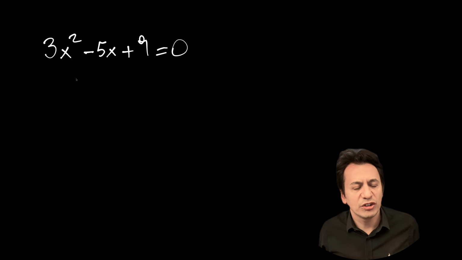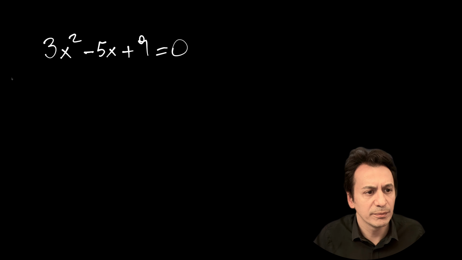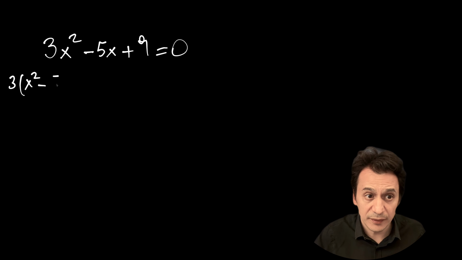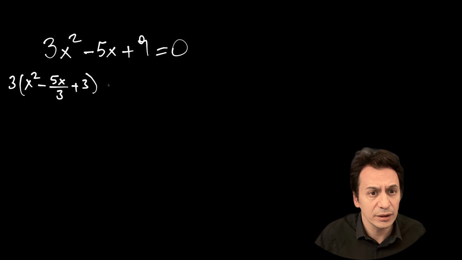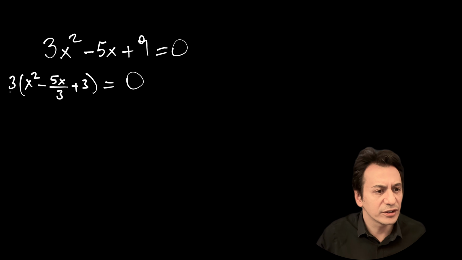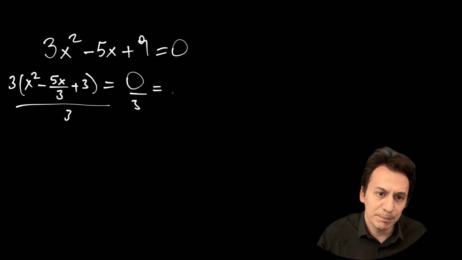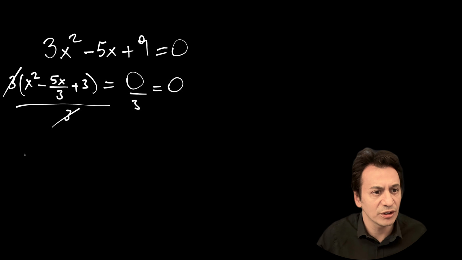In order to solve such equations, first of all, you have to get rid of the coefficient of x squared. How do I do this? By factoring 3 out, of course. You see, I divide the middle term by 3, just like I'll divide this one by 3. It will become 3 here and equals 0. You see, I factored out 3. Now I divide both parts by 3. This will keep being 0, as 0 divided by 3 is 0, and these cancel out each other.